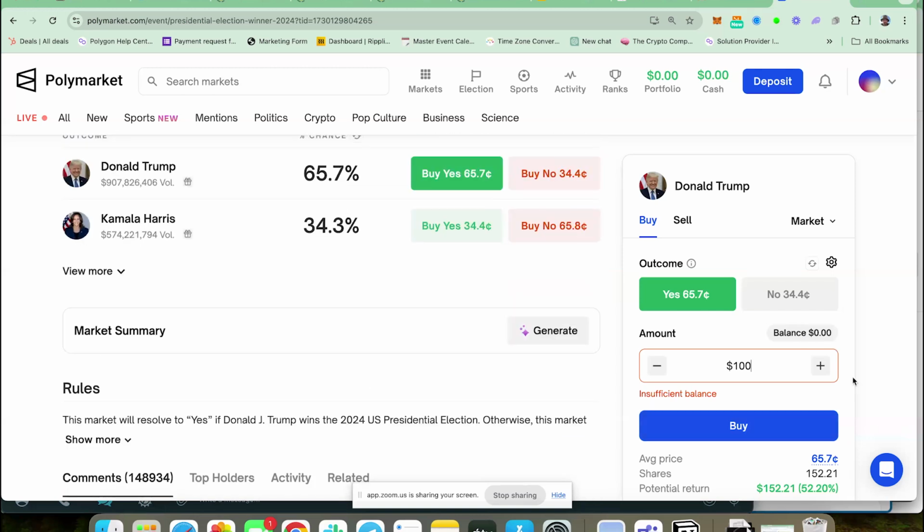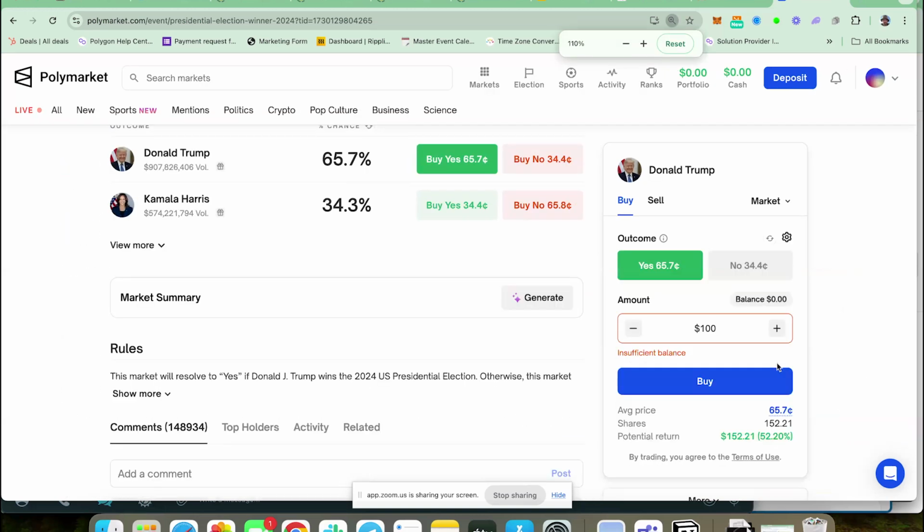But here you can see the numbers. Actually, I don't need balance. So if I bet $100 that Trump, for instance, is going to win, I buy the shares for 65.7 because it's the quotation it has right now. I would buy 152 shares, and my potential return is $152.21. So basically I'm spending $100 and I can make 152.